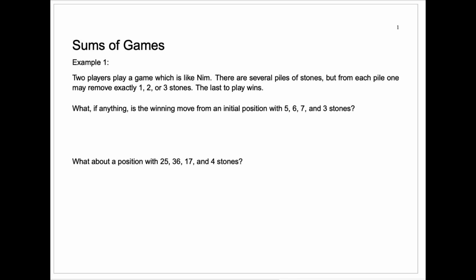We're going to look at some examples of games that can be naturally represented as a sum of simpler games. The first example we'll look at is this. The game is just like NIM. There are several piles of stones. But instead of using NIM rules, where you can take any number of stones from a given pile, here we're allowed to remove exactly 1, 2, or 3 stones from a single pile.